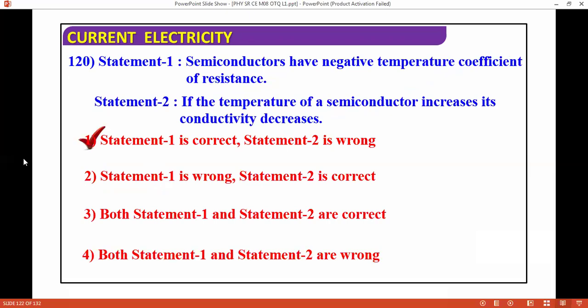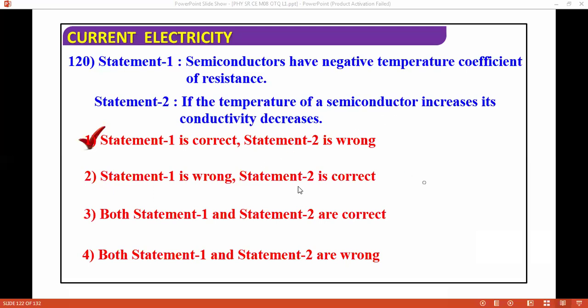So basically, two is a blunder. If it said resistance, then it may be correct, but as written it's a blunder, and this is correct. So we'll go with option number one. Again, these questions are very important from an examination point of view, if you are targeting good ranks.